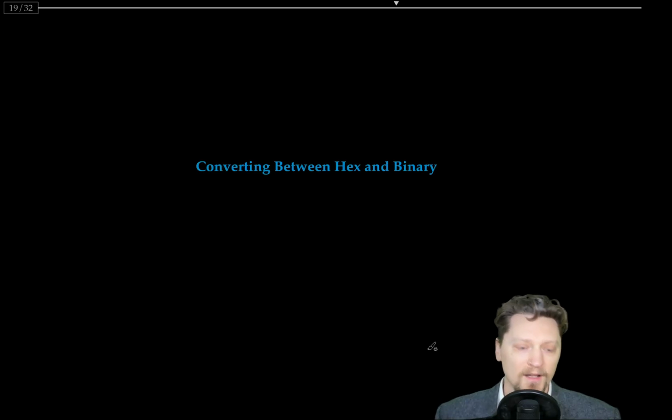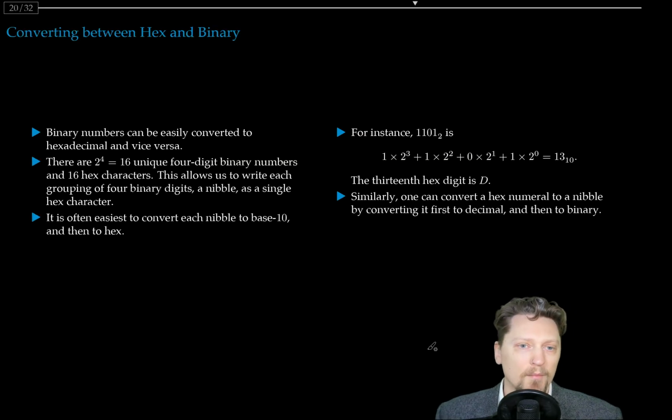Converting between hex and binary. Binary numbers can be easily converted to hexadecimal and vice versa. There are 2 to the 4 equals 16 unique 4-digit binary numbers and 16 hex characters. This allows us to write each grouping of 4 binary digits, a nibble, as a single hex character, as we saw earlier, but it's good to go over it again now that we know a little bit more. It is often easiest to convert each nibble to base 10 and then to hex.